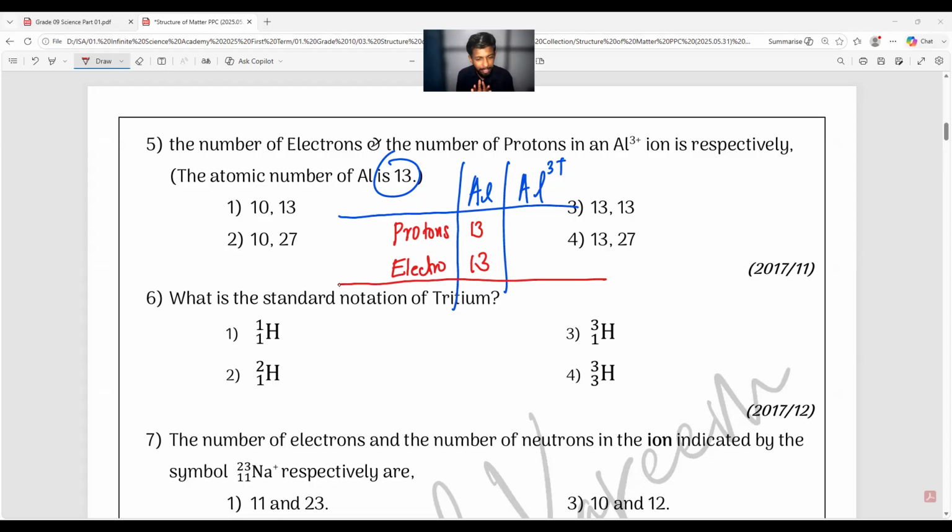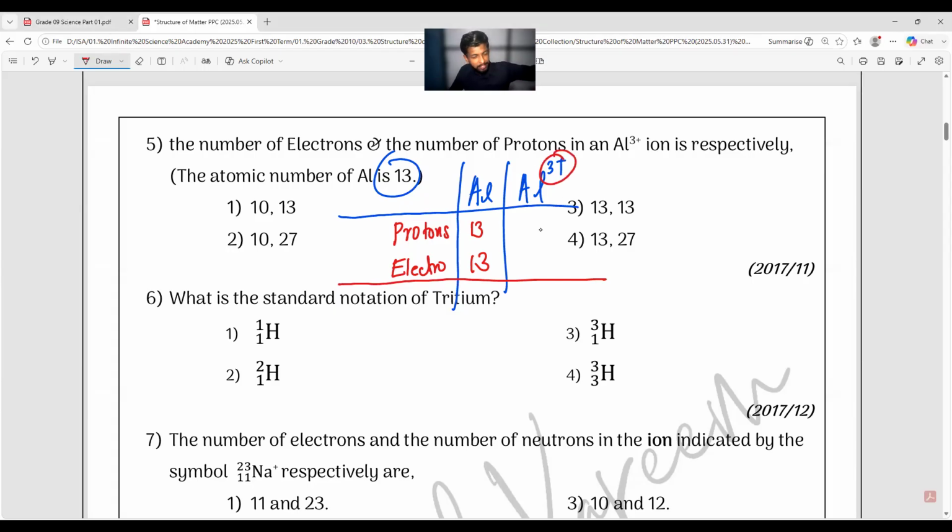Listen here, Pula. Now you know what to do, right? We have 13. Riha, very good. Listen here, my dear. The number of protons is 13 and the number of electrons is also 13 in aluminium. But they have given aluminium 3 plus. What do you want to do? 3 plus means you want to subtract the electrons, right? So 10 electrons. Protons, no change. But the electrons got changed.